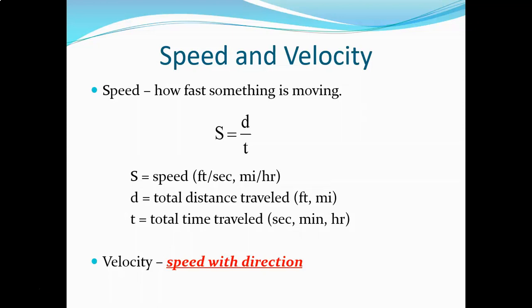Speed and velocity. So speed, of course, you're familiar with. It's how fast something is moving. And there's a formula to calculate that. You get your distance traveled divided by the time you traveled that. So you're going to divide the time you traveled into the distance that you traveled. And velocity is just speed with direction. If we get into tests, I give you the formulas on the test to figure out all this.